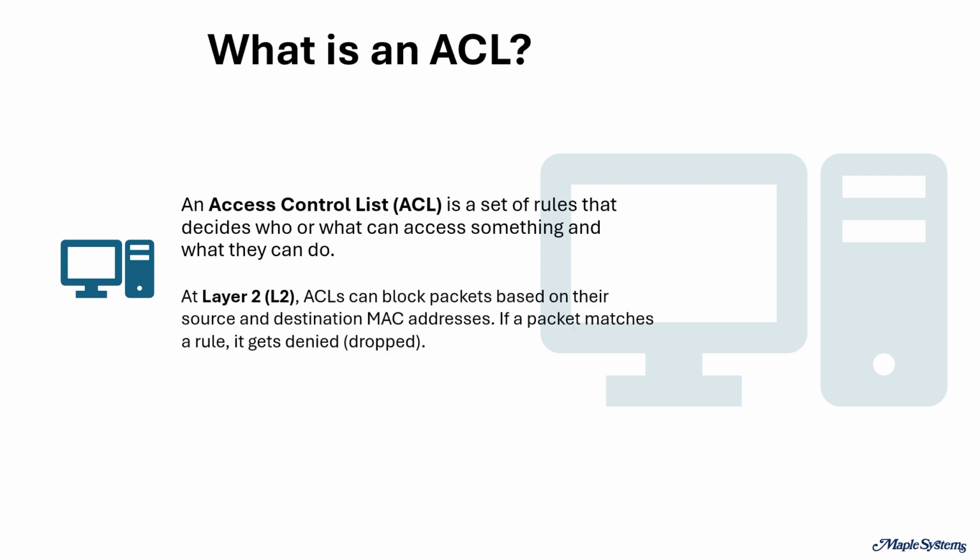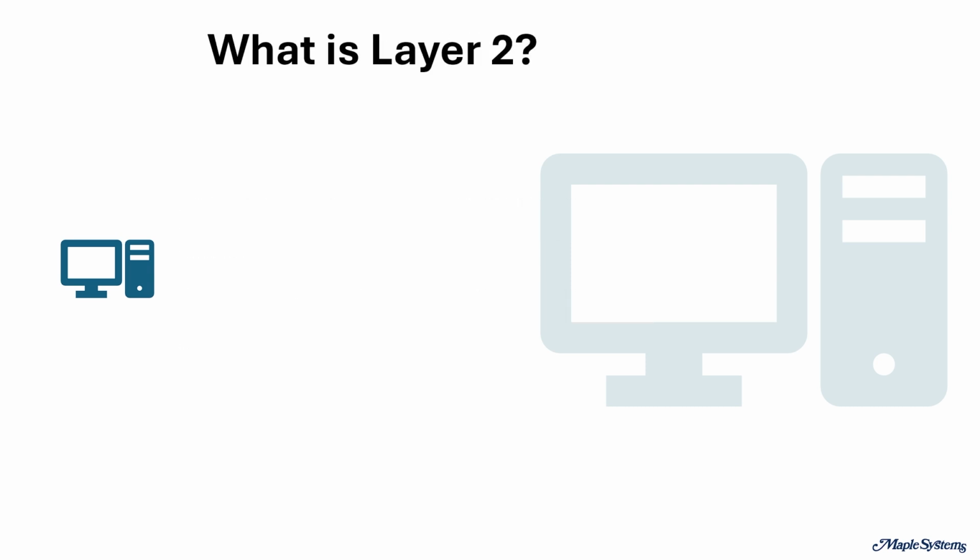At layer 2 or L2, ACLs can block packets based on their source and destination MAC addresses. If a packet matches a rule, it gets denied or dropped. So if multiple rules match, the system looks at the priority. The rule with the highest priority decides what happens to the packet. So what is layer 2?